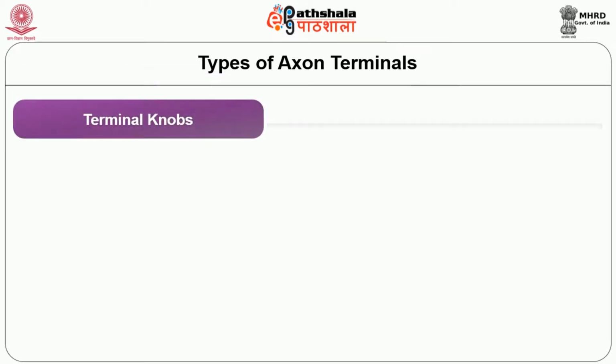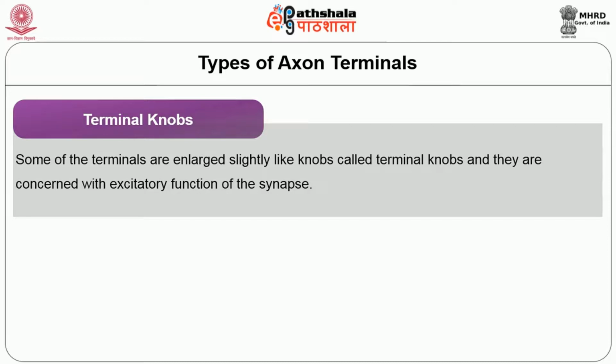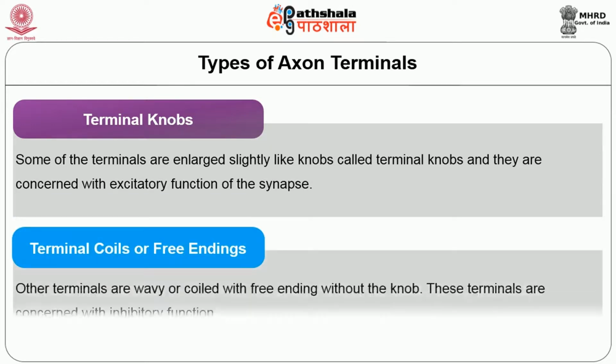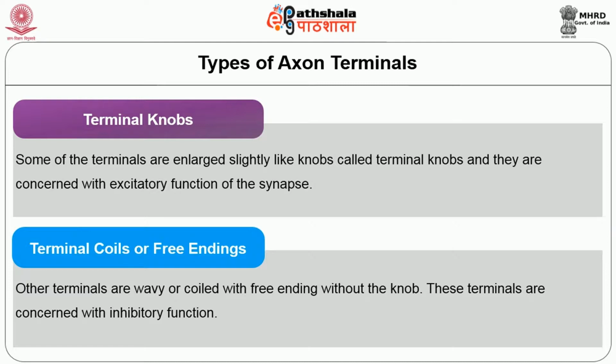Terminal knob. Some of the terminals are enlarged slightly like knobs and are called terminal knobs, and they are concerned with the excitatory function of the synapse. Terminal coils or free endings. The other terminals are wavy or coiled with a free ending without the knob. These terminals are concerned with the inhibitory function.